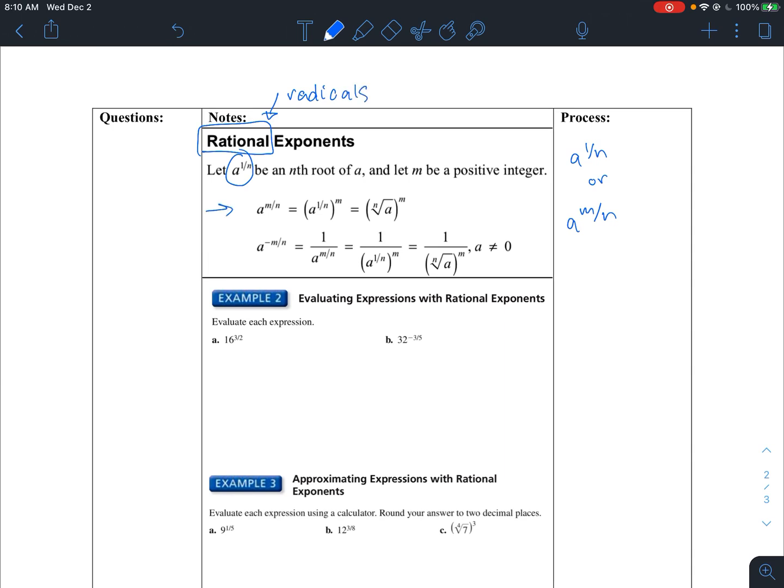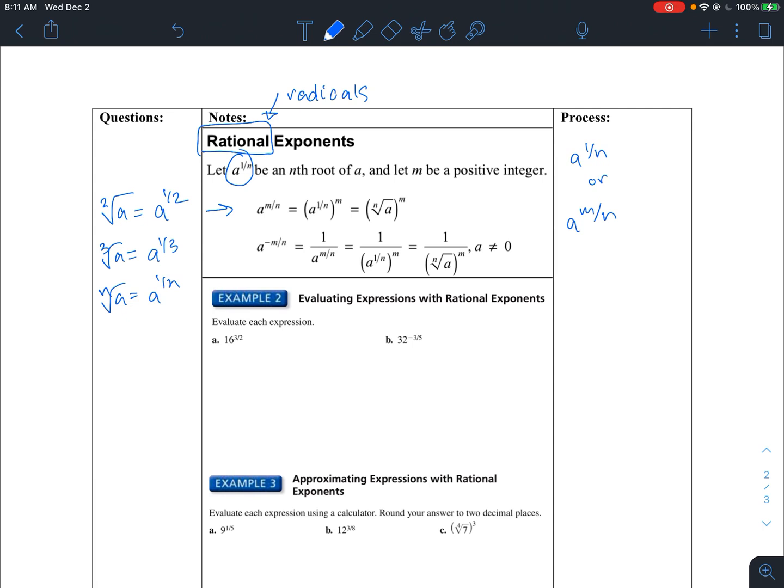using these formulas. So, for instance, the square root of a is the same thing as a to the 1/2. The third root of a is equal to a to the 1/3. So the nth root of a is equivalent to a to the 1 over n. That's the relationship between a radical and rational exponents.